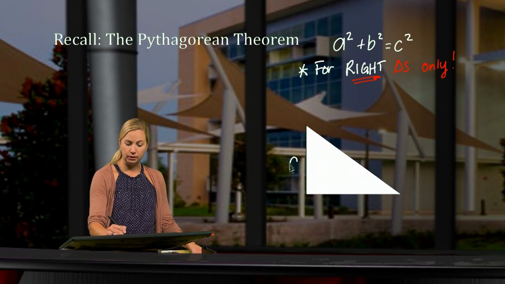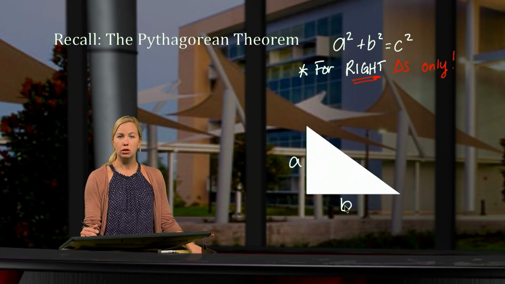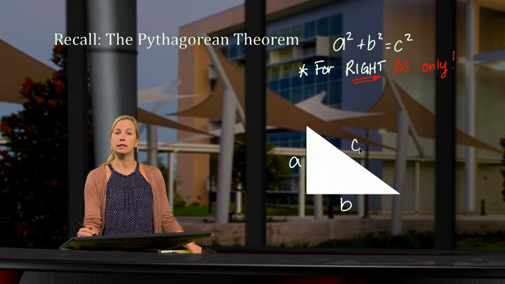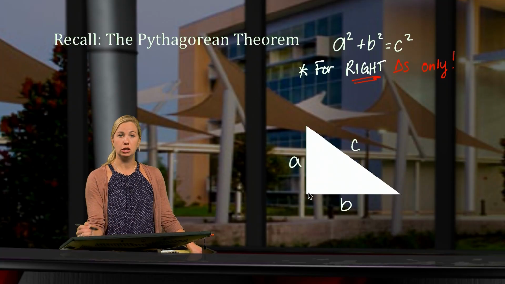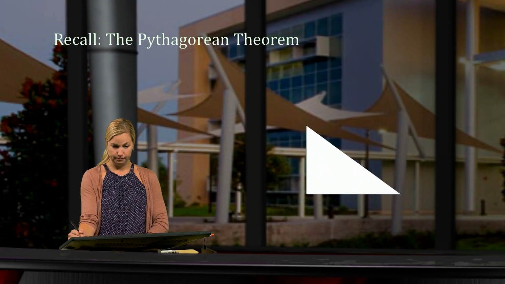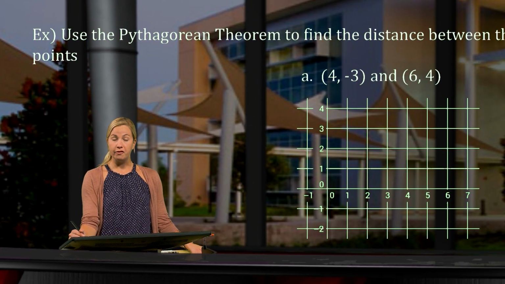The a and b represent the legs of the triangle. It doesn't matter which leg you call which, but c is always our hypotenuse, and it's the longest side opposite your right angle. So let's see how we can use the Pythagorean theorem to find distance. We want to find the distance between (4, -3) and (6, 4).